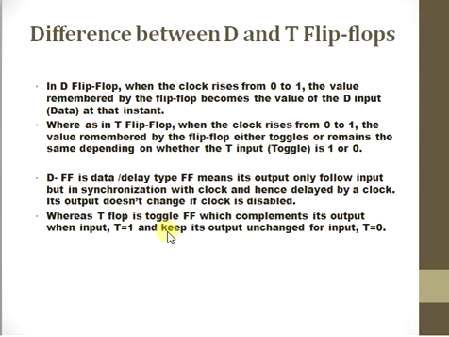Whereas the T flip-flop toggles, which complements its output when the input T is equal to 1 and keeps its output unchanged for the input T is equal to 0.